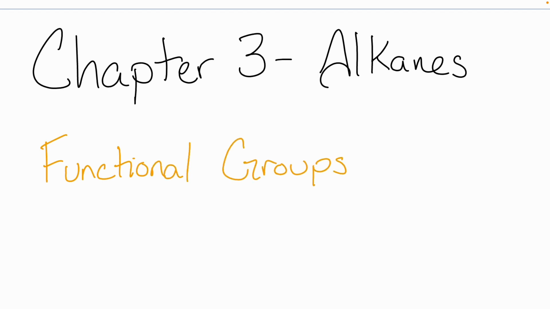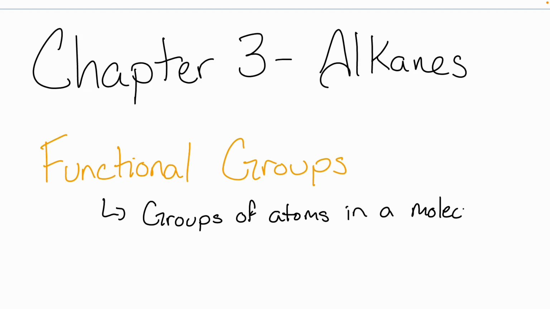So in organic chemistry we divide our molecules up. We group them into ones that have similar functional groups, these groups of atoms. That's because molecules that have similar functional groups have the same sort of reactions and properties. So it's a very useful way to categorize molecules in organic chemistry. So functional groups are just groups of atoms in a molecule that share similar properties.